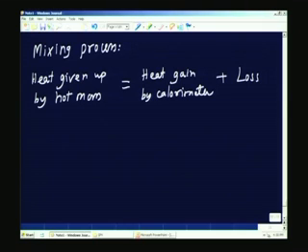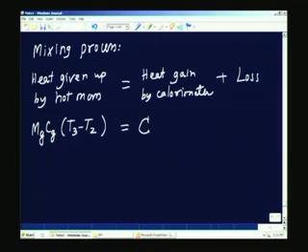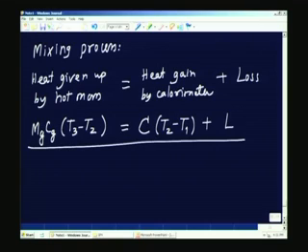So, I can write the heat given up by the hot mass as the mass mg, times the specific heat Cg, multiplied by T3 minus T2. It has come to the same temperature as that of the calorimeter at the end of the mixing process. The heat gained by the calorimeter is given by the thermal mass of the calorimeter, which I will call capital C, multiplied by T2 minus T1, plus the loss, which I will call capital L. So, this is the equation.